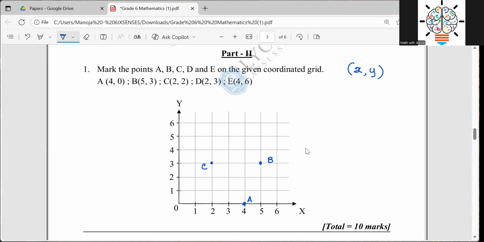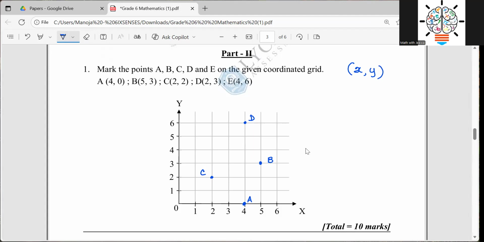And 2, 3. This is C. 4, 6. Like this. So this is D. Okay. 4, 0, right? And then 5, 3. B, correct. 2, 2. Sorry, I made a mistake here. Do you see the importance of double checking? 2, 2. It should be here. So this is point C. And 4, 6. That is done.